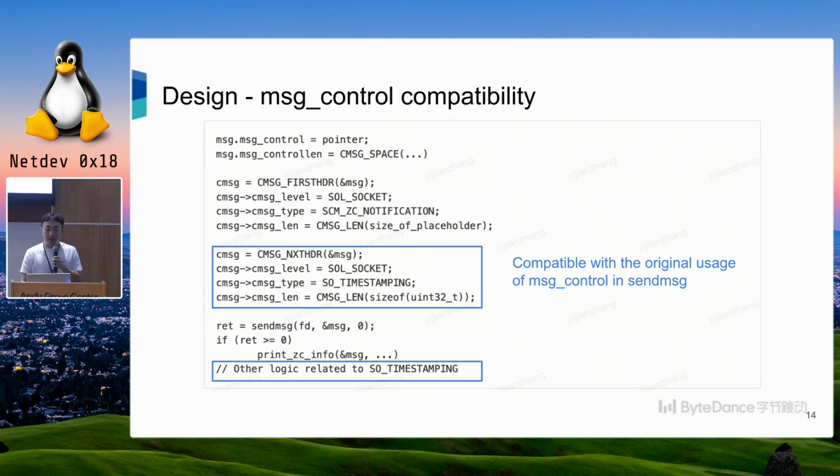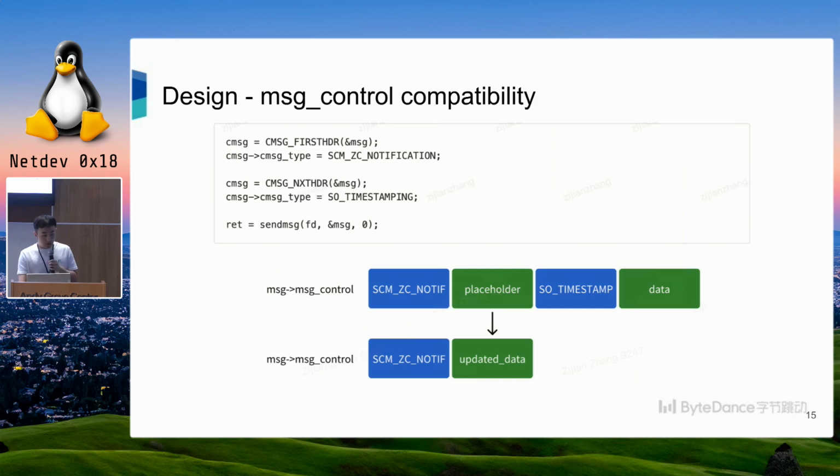And to avoid compromising the original message control usage in send message, we make our new feature completely compatible with the original usage of message control. So in this example, the users can not only pass a control message as a placeholder, but can also pass the timestamping control message as usual to guide the kernel to do something with the timestamping. And upon returning of the send message, the users can keep the logic of timestamping the same. We assume that after returning of send message, the data of the placeholder will be updated.